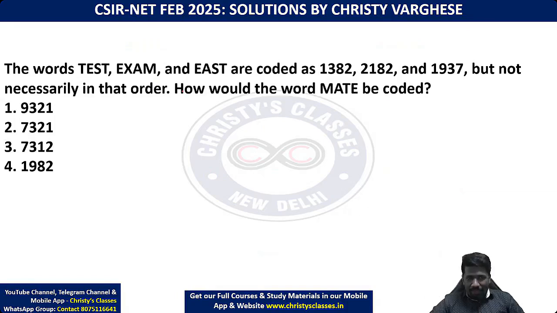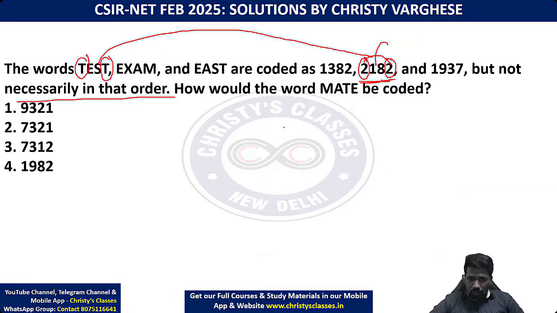The words test, exam, and east are coded as 1382, 2182, 1937, but not necessarily in that order. Here, between the letters, you have to find this. Here, two T's are there. That means for those two T's, one digit should be repeated. So this 2 and 2 are repeated, or the only number where one digit is repeated is 2182. That confirms that test is equal to 2182. समझ में आ रहा है? How is test 2182? Test is 2182 means in this context, T is 2 and E is 1 and S is 8. That is also confirmed.